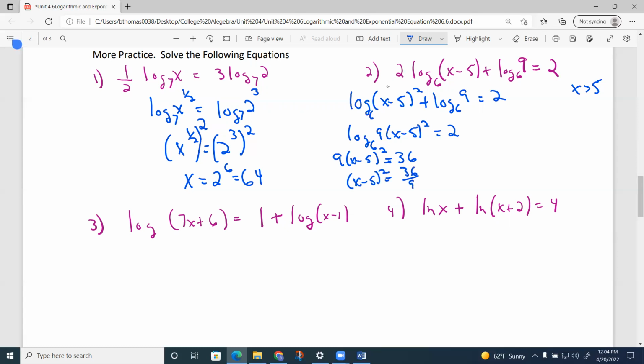And what I can do now to get rid of the power 2 is take the square root of both sides. By doing so, this becomes x minus 5 equals plus or minus, and the square root of 36 would be 6, and the square root of 9 would be 3. I guess I should simplify that. Hold on here. I didn't realize, yeah, 36 divided by 9 is actually 4, isn't it? So let's just make that even easier.